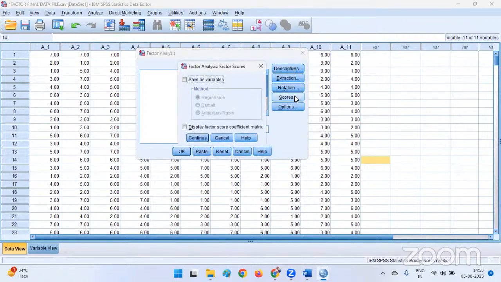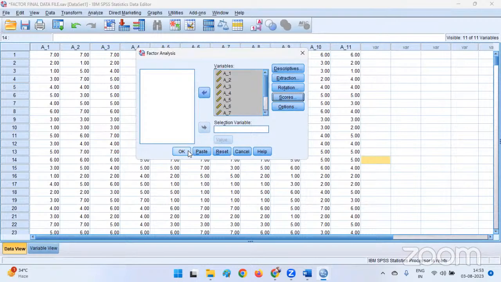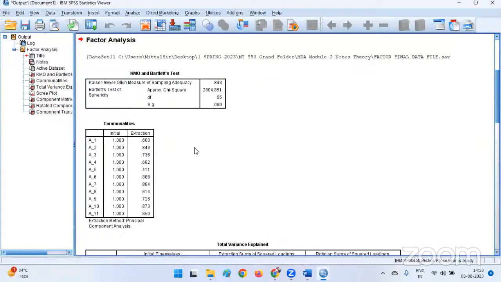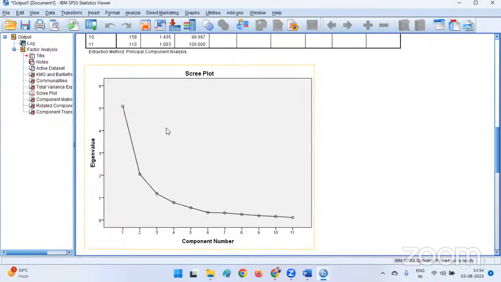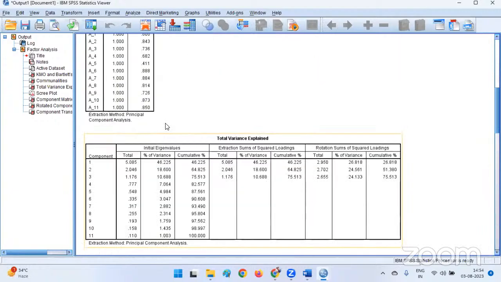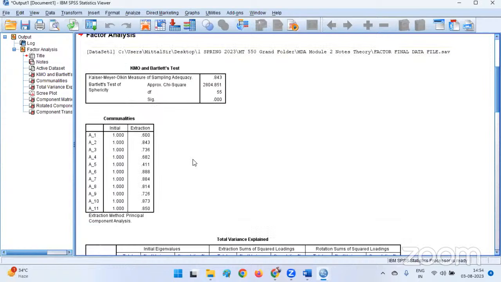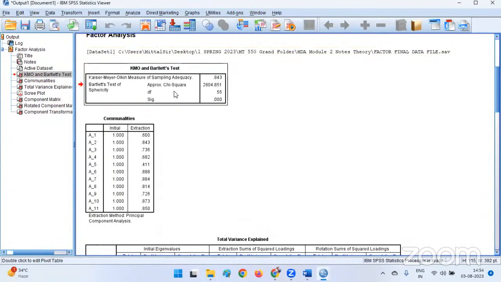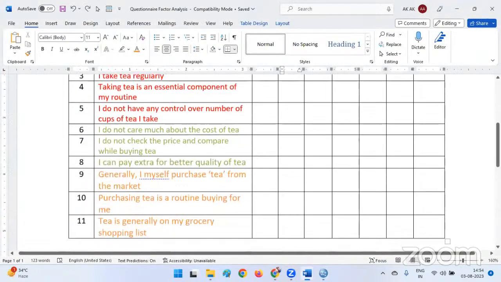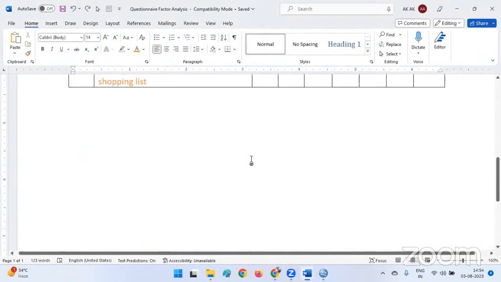Continue. Then scores. Right now, I'm not saving any scores, so I'll leave it and then click OK. So we will get a whole basket of, I think in options, I forgot something. I will not forget, but I will let you know. Okay. So I will take one by one, the useful tables only.